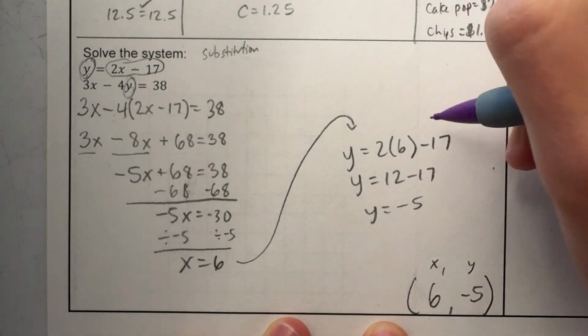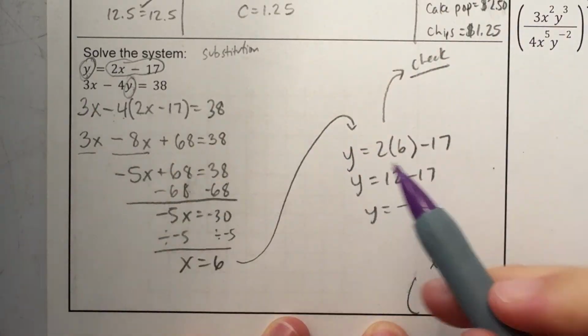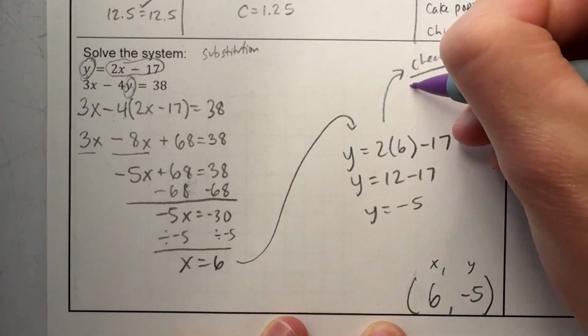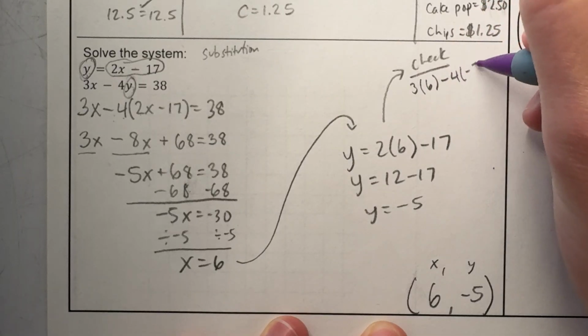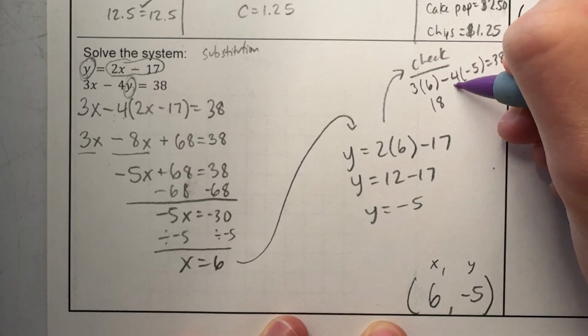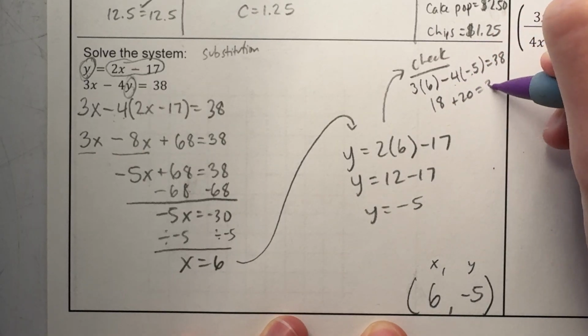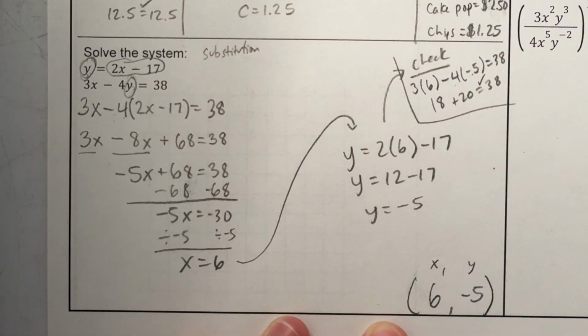Okay, and again, what I would do is I would just check my answer really quick. What I'm going to do is I just use this equation, the top equation, so I would check it in the other one. So if x is 6 and y is negative 5, is that going to equal 38? Let's see. 18, negative times negative is positive. Yeah, this is correct. 18 plus 20 does equal 38. Okay, so there's my work.